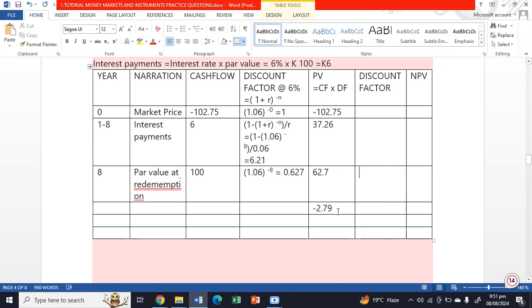This negative 2.79 is just the present value, the net present value. These cash flows are in the future. These six quarters you'll be getting, and these 100, it's money you'll be receiving in the future. So you convert it into the value today.